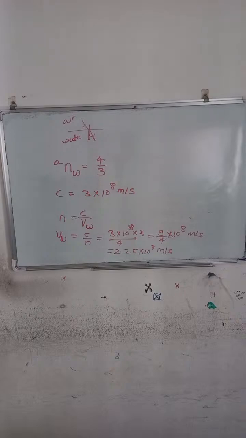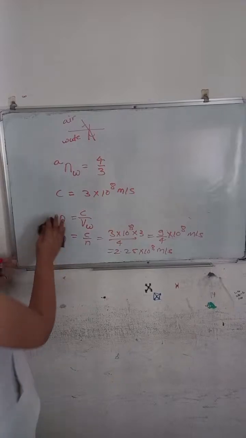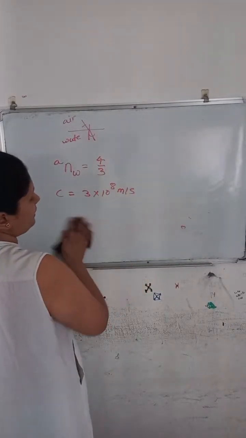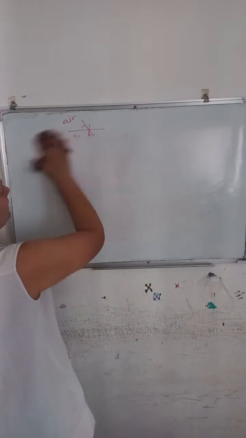So here a diagram is given. I will repeat first. For the same angle of incidence, 45 degrees, the angle of refraction in two transparent media, that is 1 and 2, is 20 degrees and 30 degrees respectively. Out of 1 and 2, which medium is optically denser and why?